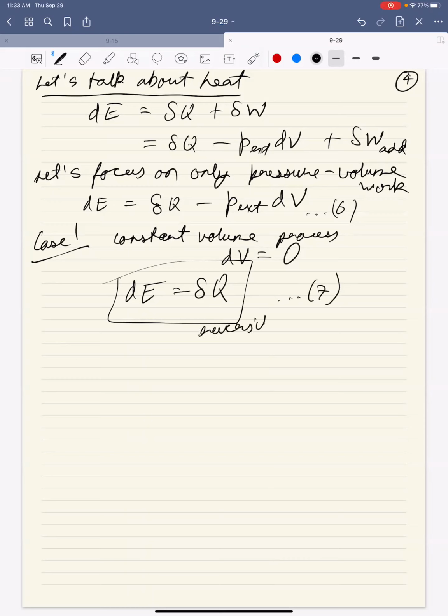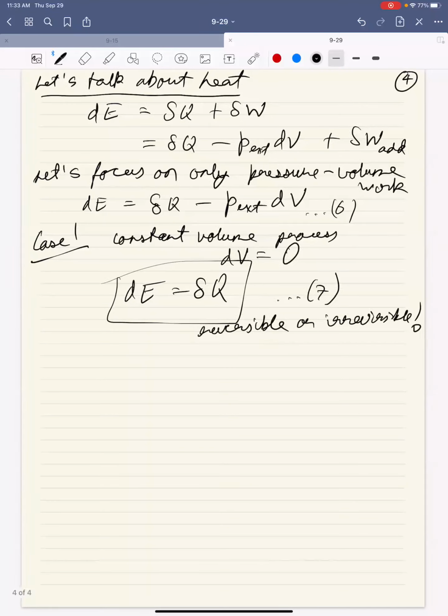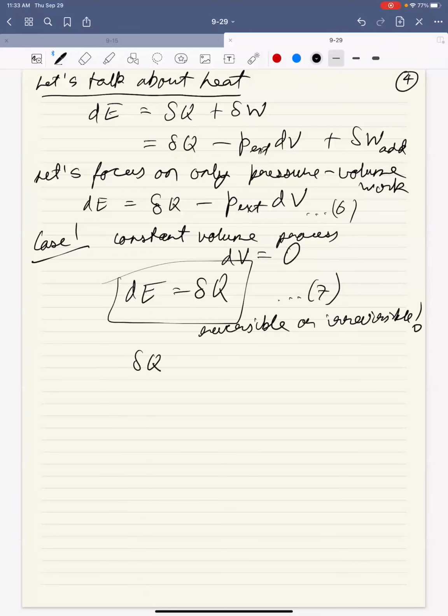So this is very interesting, at least to me, because this is true for reversible or irreversible. Simply does not matter because the left side is a state function, right? So in other words, delta Q at constant volume, reversible or irreversible, is equal to dE. Okay. So that's a constant volume process.